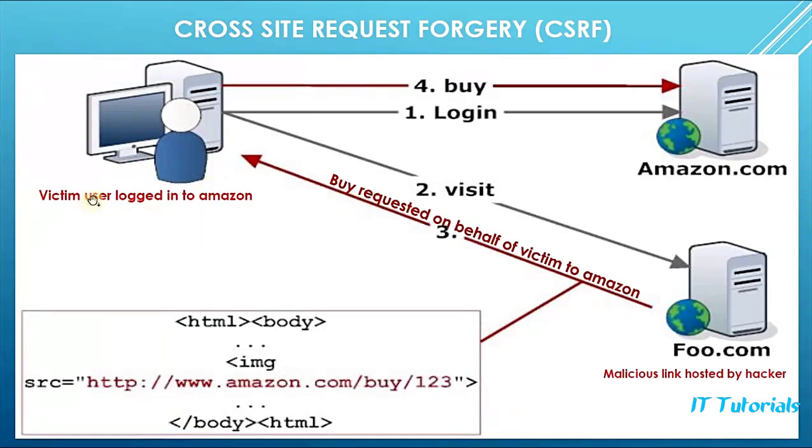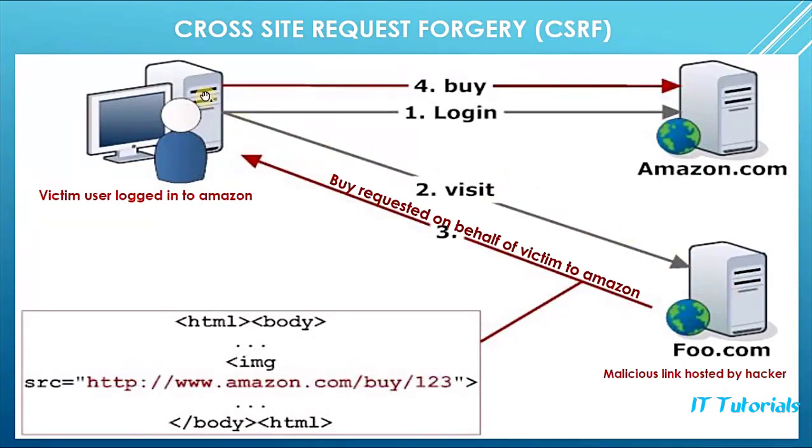Let's take an example here. This user is already logged into Amazon.com, and the hacker sends some link, that is an IMG tag, with the source link Amazon.com buy and this is the product. This is generally a buy product link, in which if the victim user clicks this link, then he will buy a product from Amazon.com. But in this case, the hacker has hosted a malicious link on some third-party server, and by some means, using social engineering tricks or any other methods, the hacker diverted the user to access that link.